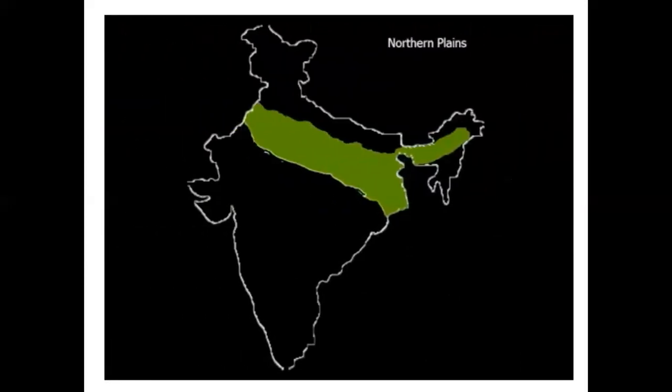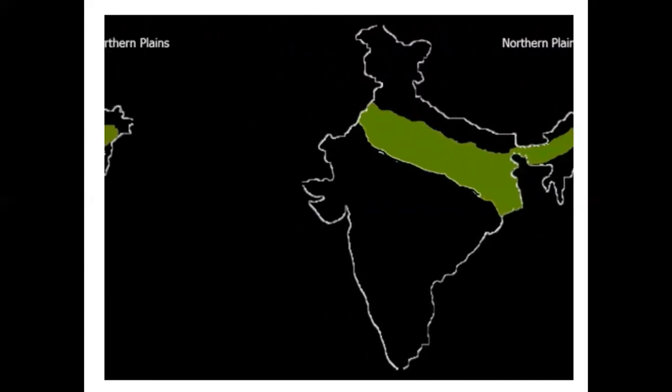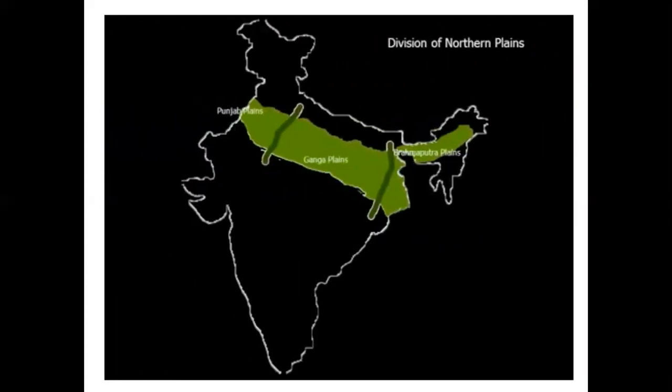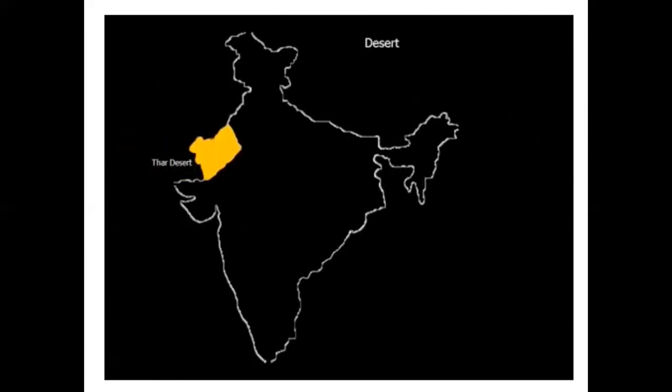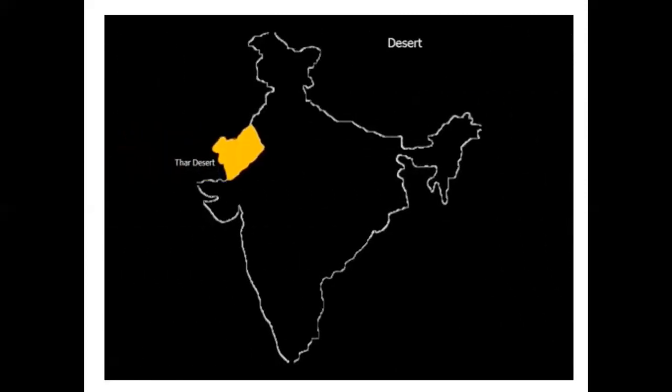Then the northern plains, the green color, what you see is the northern plains, which are very fertile, which I told you. And these are again northern plains, Punjab, Ganga and Brahmaputra plains. Then these are divisions of northern plains on the basis of relief features to study more in detail. Then this is the Thar Desert or the Great Indian Desert of India.